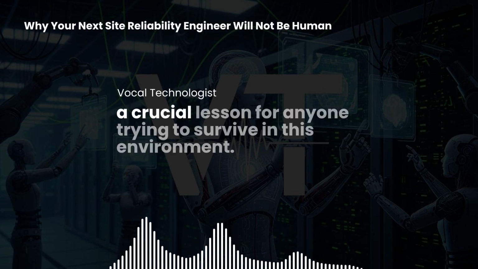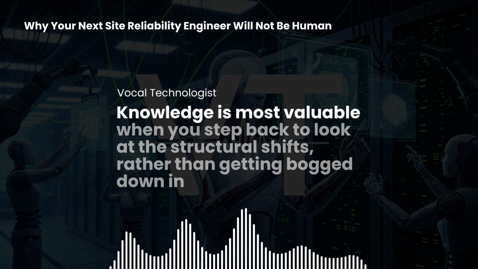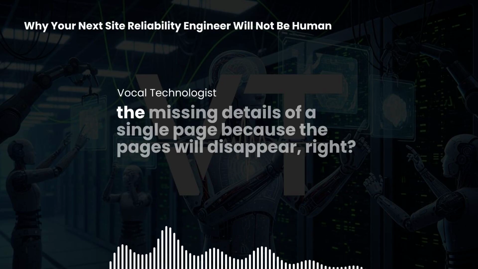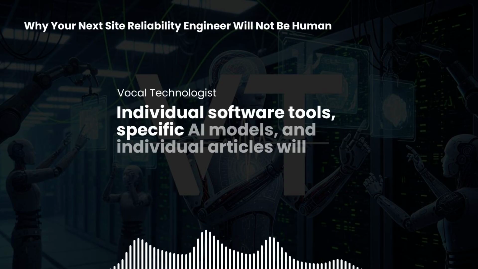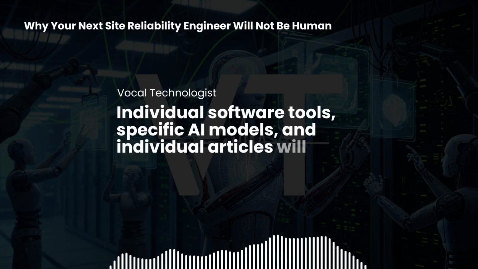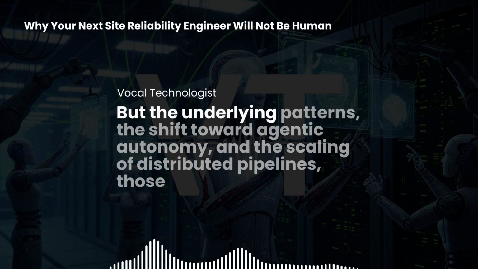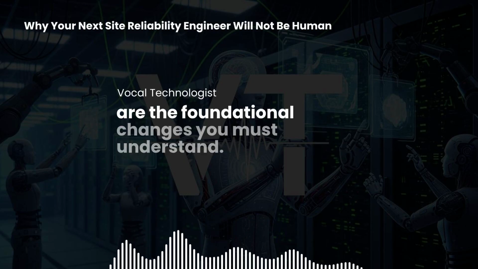Which reinforces a crucial lesson for anyone trying to survive in this environment. Knowledge is most valuable when you step back to look at the structural shifts, rather than getting bogged down in the missing details of a single page. Because the pages will disappear. Right. Individual software tools, specific AI models, and individual articles will inevitably disappear or become obsolete. But the underlying patterns, the shift toward agentic autonomy and the scaling of distributed pipelines, those are the foundational changes you must understand.